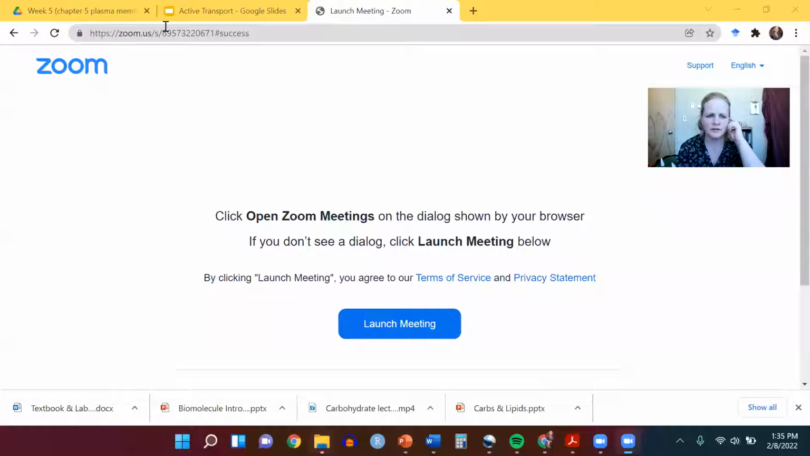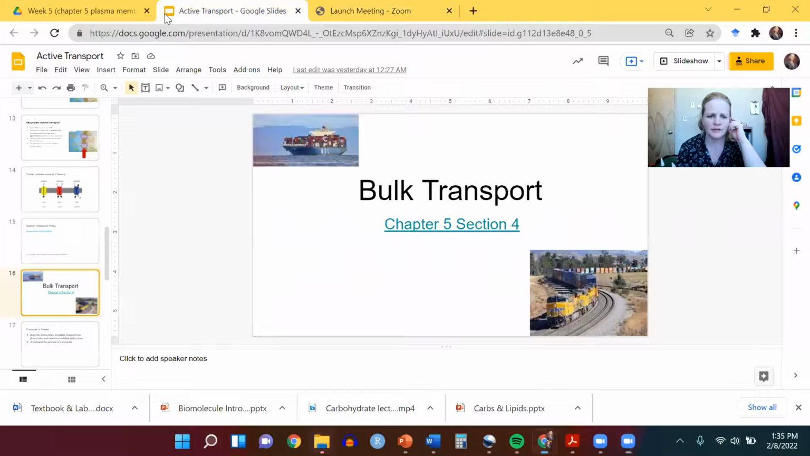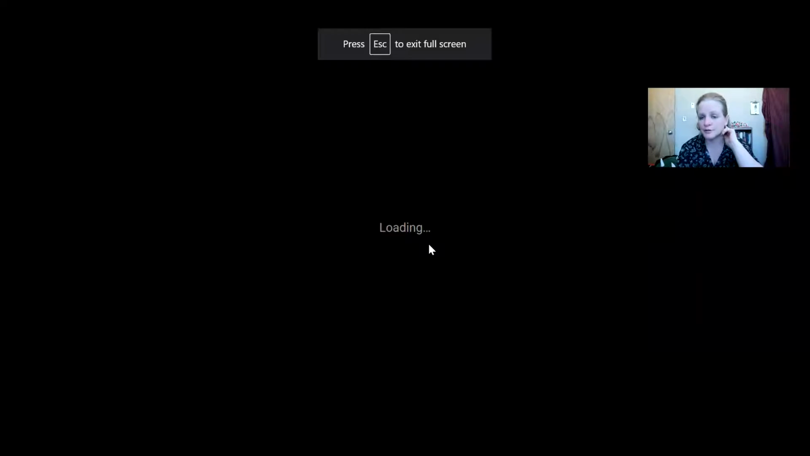Okay, so last one for plasma membranes. We've got a little bit more to cover as far as active transport is concerned. So let me get over to that screen. So now we're going to talk about bulk transport.